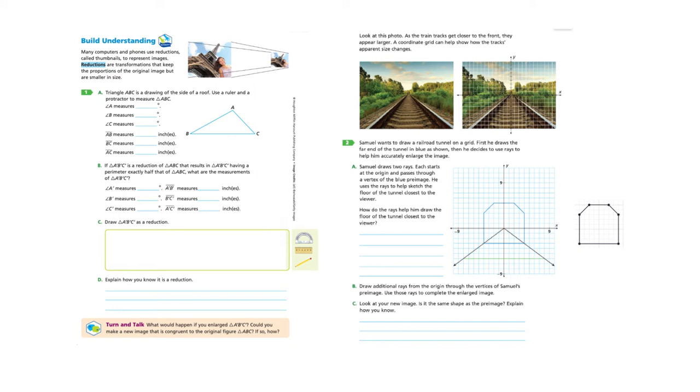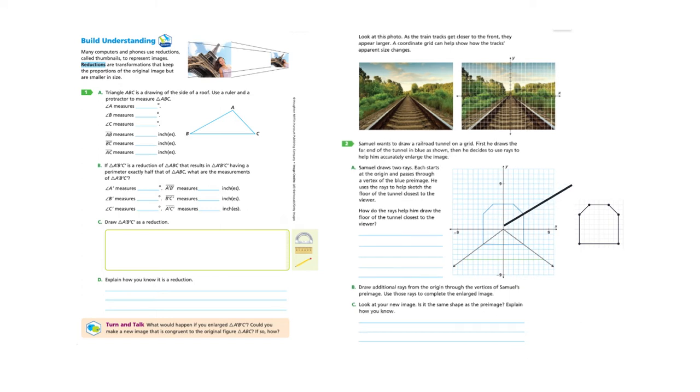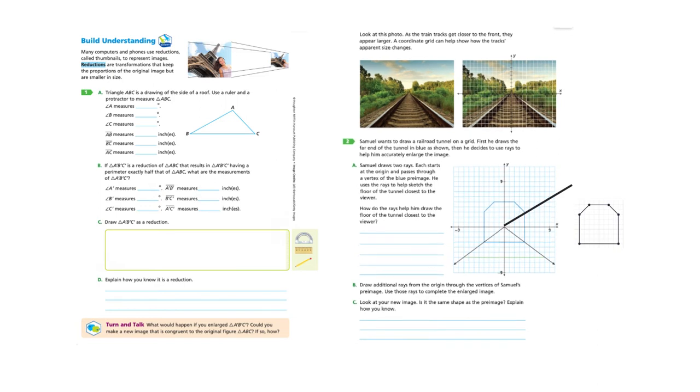So think about that. Then it says, B says, draw additional rays from the origin through the vertices of Samuel's preimage. So here's his preimage, and I drew a preimage here so that we can look at that. Maybe I don't need that, but let me show you something here. So if I wanted to draw another ray, I didn't get exactly on the vertices, but let's say that's there. Kind of move that a little bit.